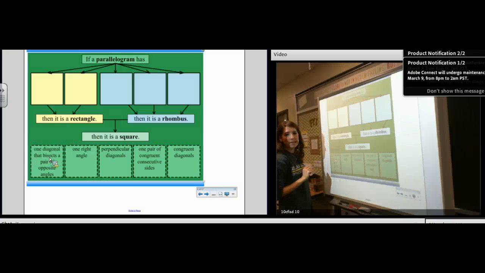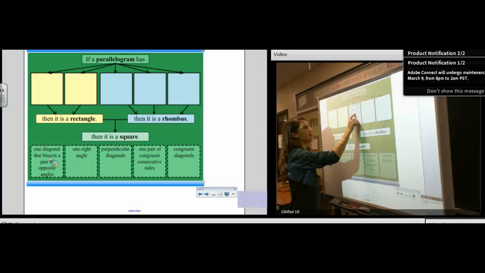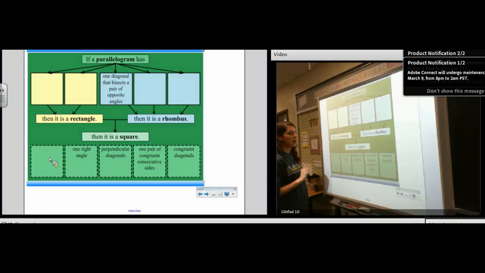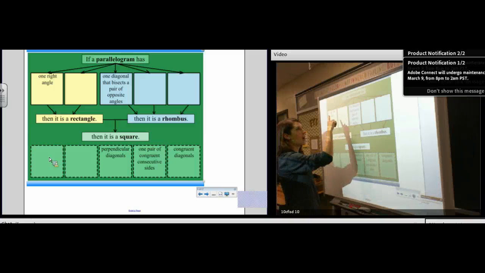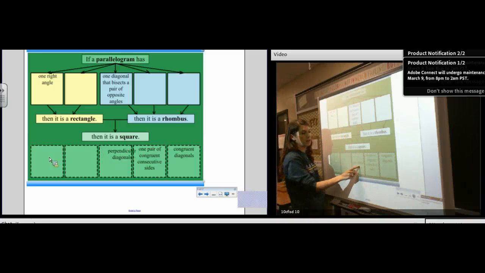One diagonal bisects the angles. Rhombus, because that's a rhombus property. Okay, if I'm a parallelogram and I've got one right angle. Rectangle, because that's a rectangle property. Very good. If I'm a parallelogram and I have perpendicular diagonals, what am I?